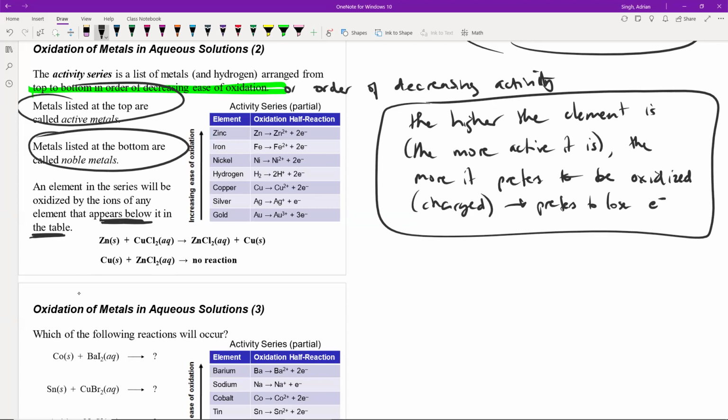So if we go back to our example, where we had the zinc and the copper fluoride, right? If I compare zinc and copper on my table, there's zinc and there's copper, right? So which is higher up? Which is more active? Well, zinc is higher up on the table. That means I have two things, zinc and copper together.